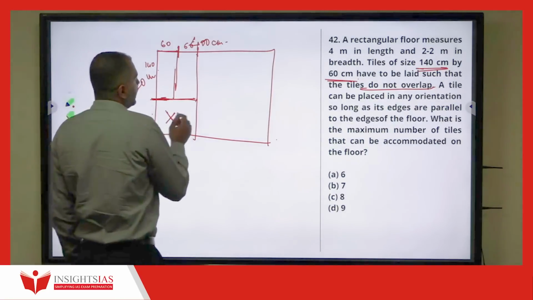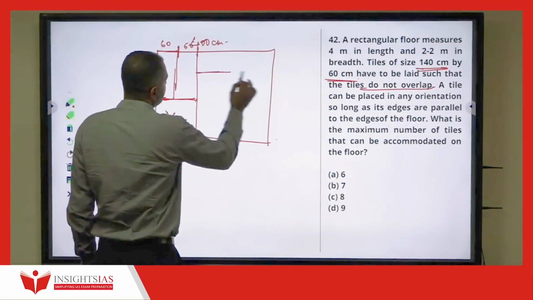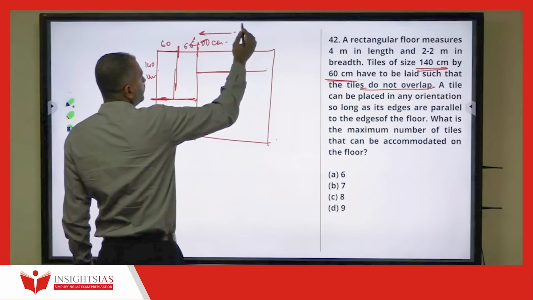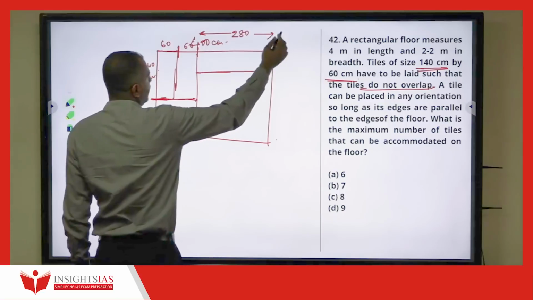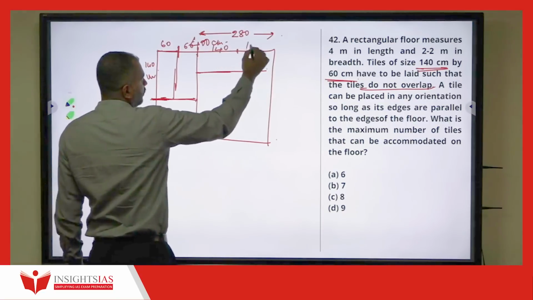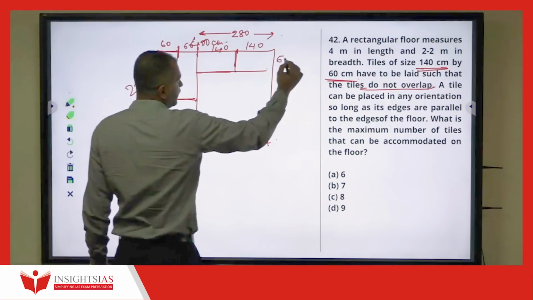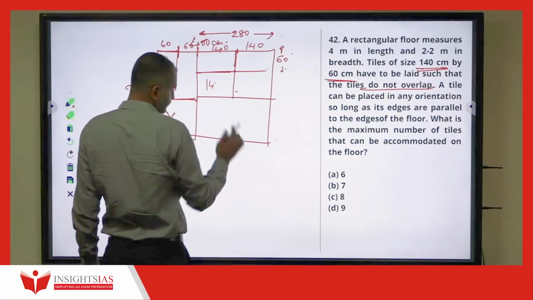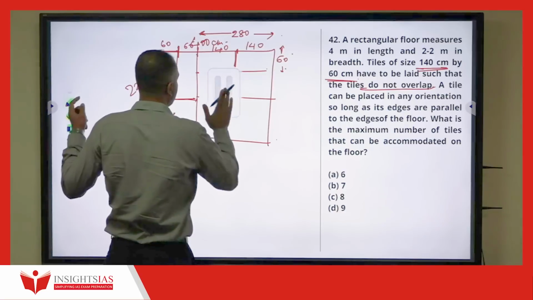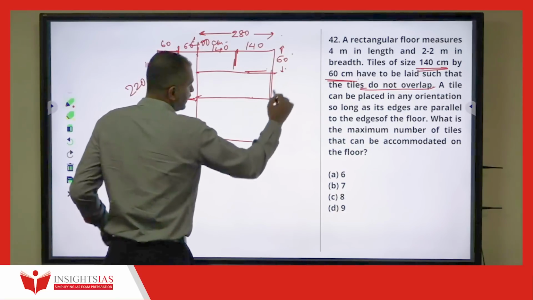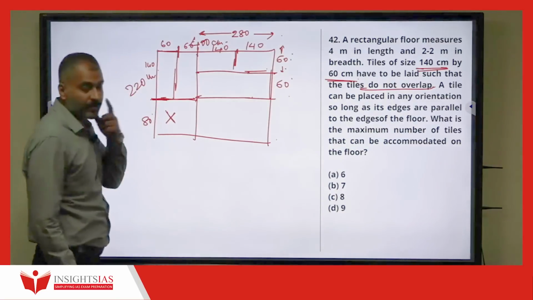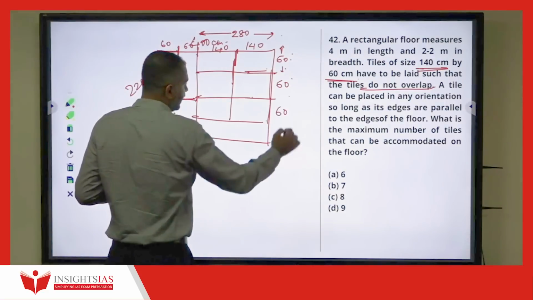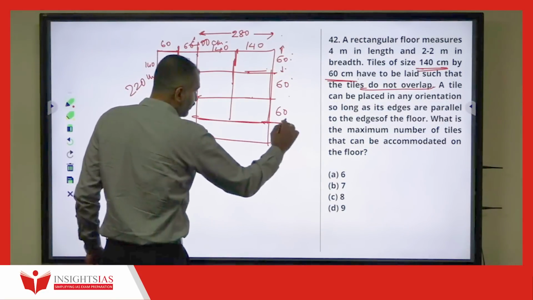So 2 tiles placed. Now I'll place in this way. Out of 400, 120 gone, so 280 is left. Now I can place 140 tiles like this. It will consume 60 here. Again this one 140, again I will consume 60 here. So totally 120 gone. Now again I can place 60, so totally 180 gone, and the remaining is 40.